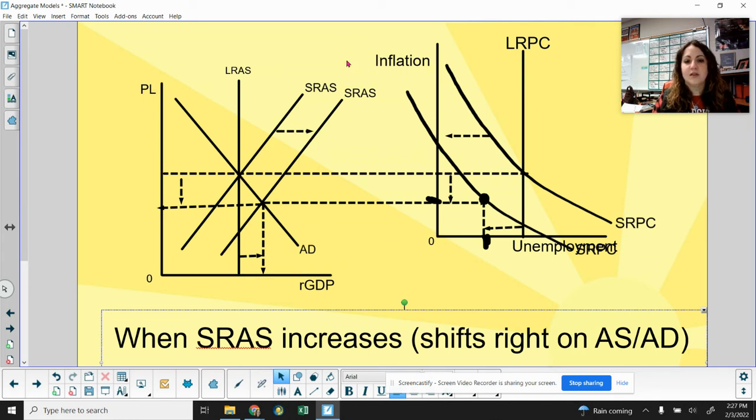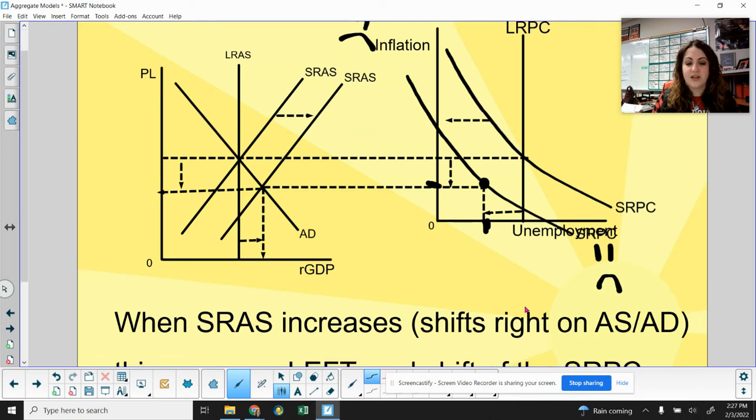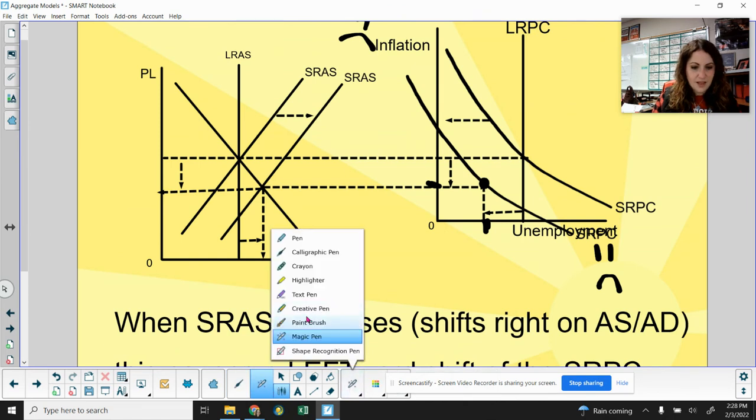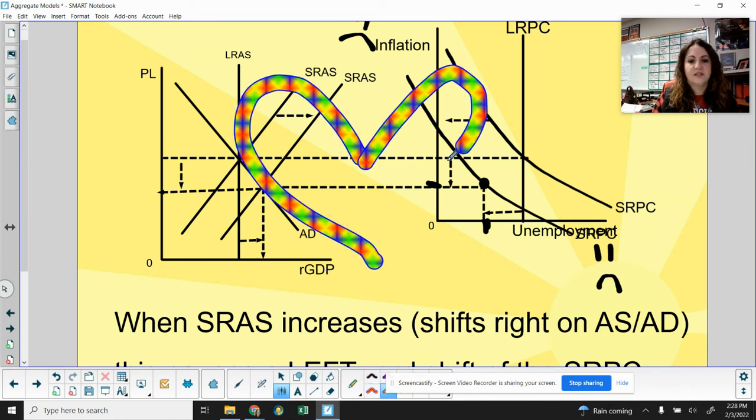It's actually going to bring these two things, which are bad. Inflation is not good, unemployment's not good. But now we have a leftward shift, which means we have less of both of these bad things. There's less inflation and less unemployment. That's great. This is the best type of shift. So here, let's do creative pen. I am going to do a big heart around this combo because this is the best type of shift.